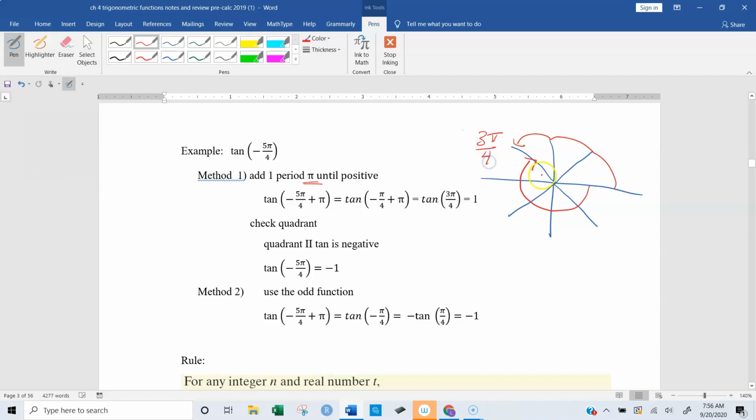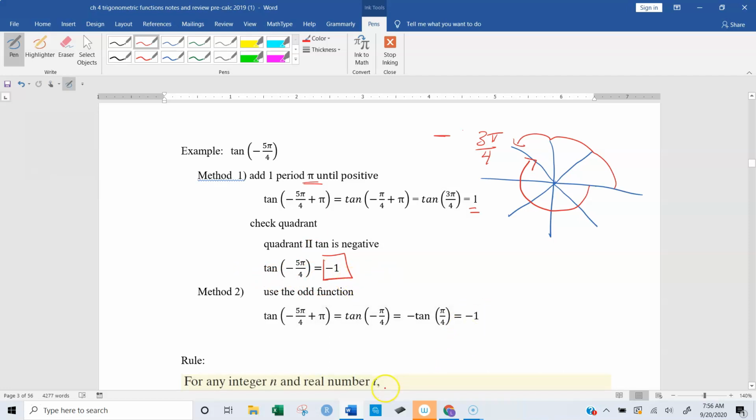All right, I know tan is negative in this quadrant, so I know my answer is going to be negative. And I also know the tan of a 45 is 1. So I know my answer is 1. I look at my quadrant, so now I know my final answer is negative 1. So the tan of negative 5 pi over 4 is negative 1.